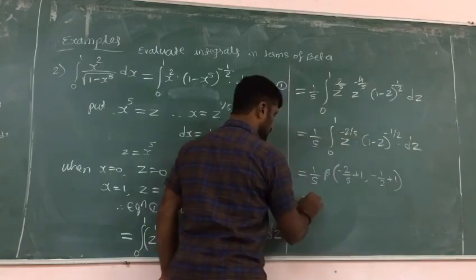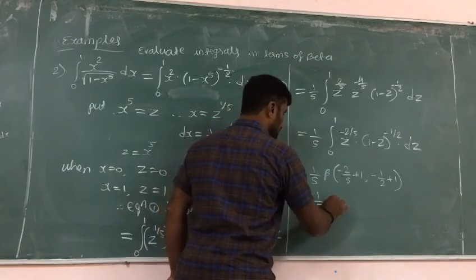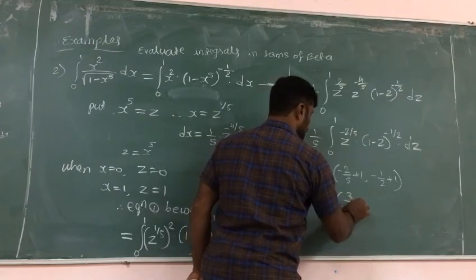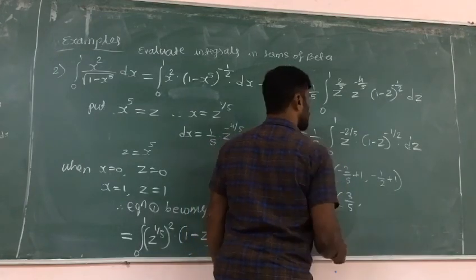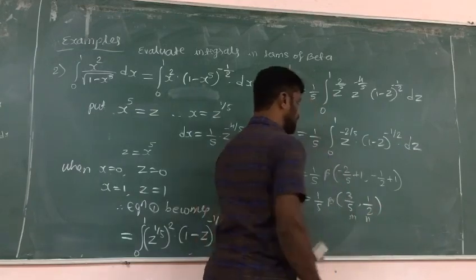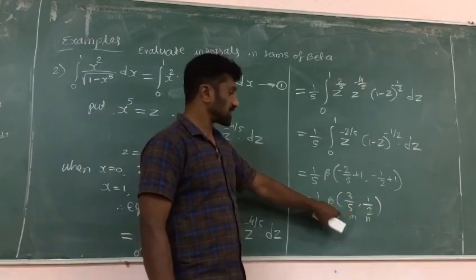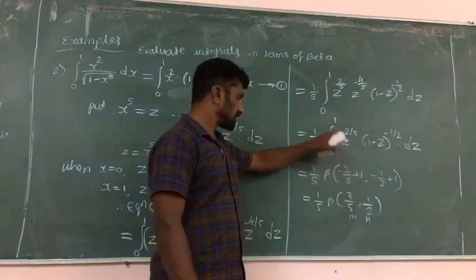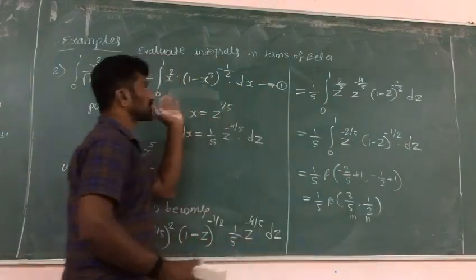So that equals 1 by 5 beta of, minus 2 plus 5 is 3, so 3 by 5, and minus 1 plus 1 by 2 is 1 by 2. So this is m, this is n. Apply the definition, put the values, exactly in the form of this. This is the procedure for finding beta.